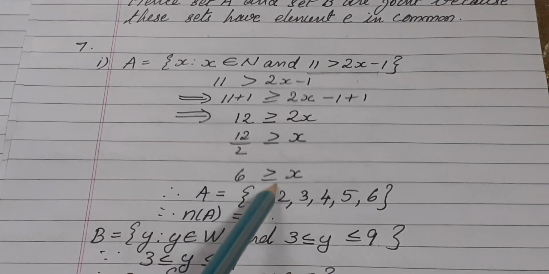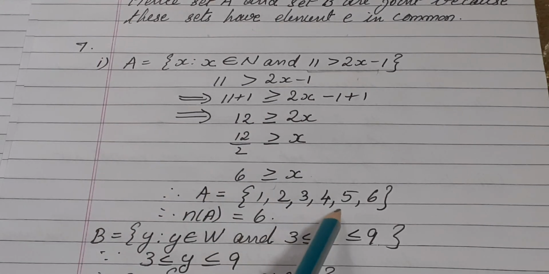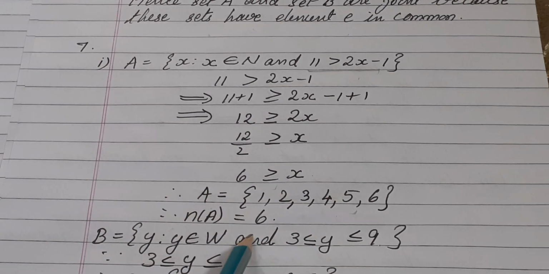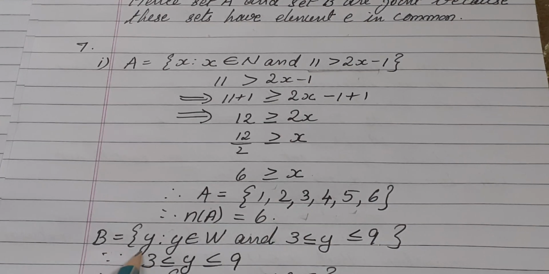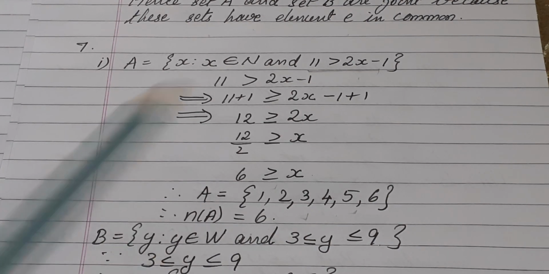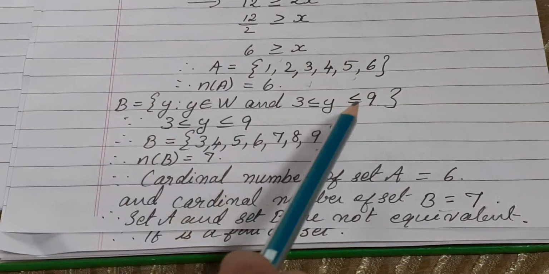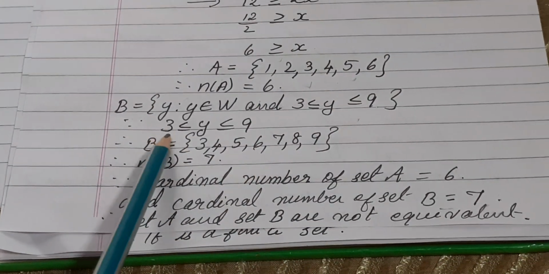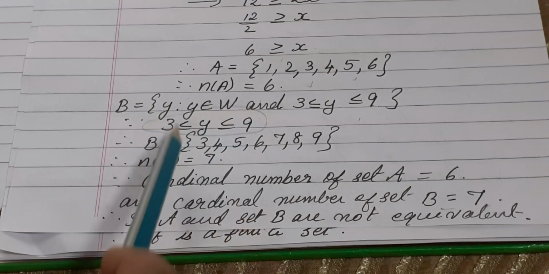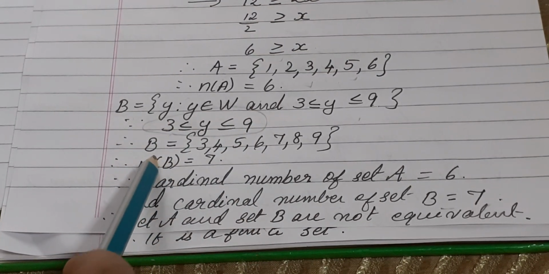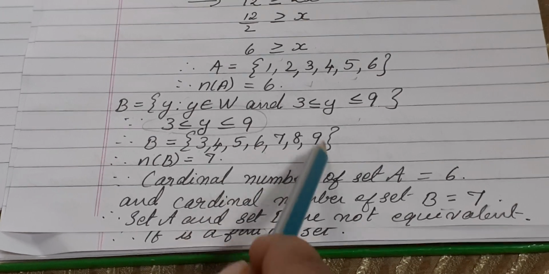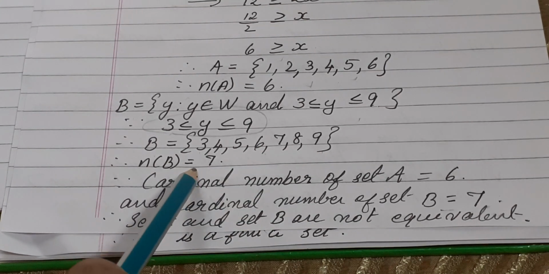So from that, to solve for x, you will get A is equal to {1, 2, 3, 4, 5, 6}, cardinal number 6. Now B is the set of all y such that y belongs to W and 3 less than or equal to y less than or equal to 9. You have to take this condition and find out the values. You will get the elements in B as 3, 4, 5, 6, 7, 8, 9. So n(B) is equal to 7.